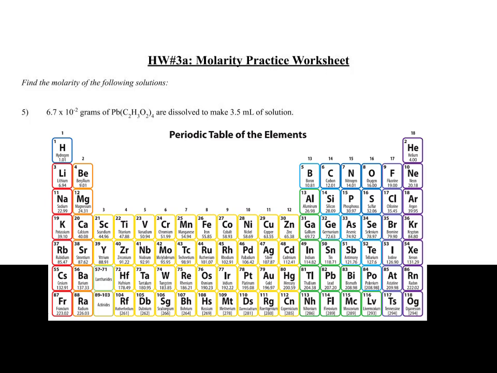So this is 6.7 times 10 to the negative second grams of lead acetate dissolved to make 3.5 milliliters of solution. So two things to keep in mind here. One is that the first number is in scientific notation, so move the decimal point 2 places to the left because it's a -2 exponent. And then also this is in milliliters, and you'll need to convert it to liters.